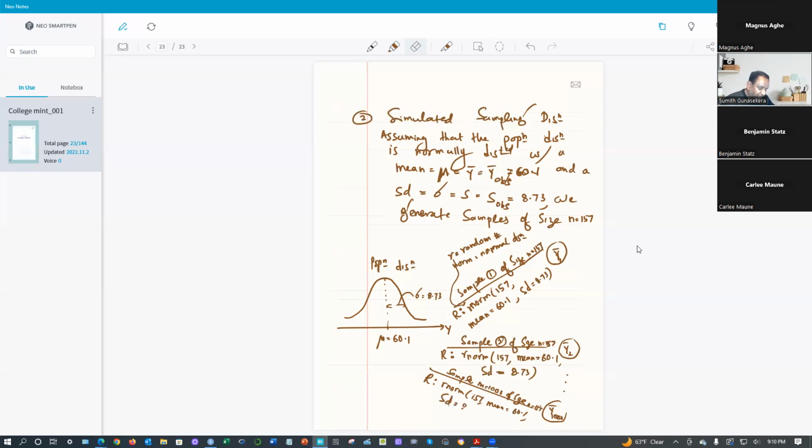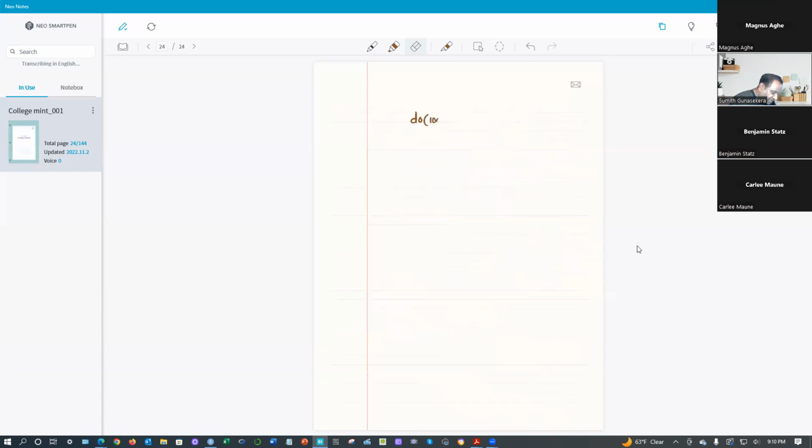So how do you create the mean? You go to that one, rnorm, and then you do that one. You're going to find the mean. I'm going to write it for only one: mean of rnorm 157, mean 60.1, comma, standard deviation 8.73, close. That's the same thing. I'm going to write it with one line that generates all at the same time. I'm going to do this 1000 times. I'm going to generate the numbers and then find the mean.